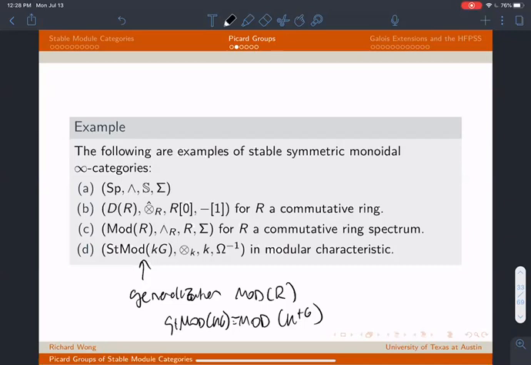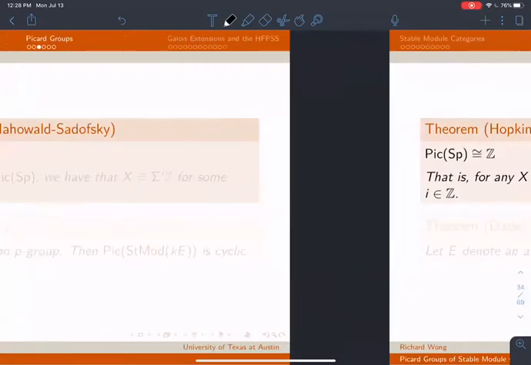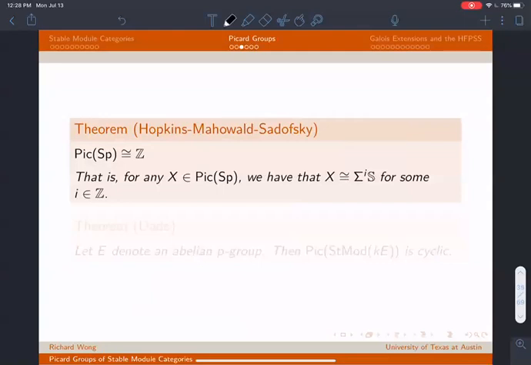So some examples of Picard groups. For the category of spectra, it turns out that the Picard group is the integers. And what that means is that any invertible spectrum is going to turn out to be equivalent to some suspension of the sphere spectrum, some suspension of the unit.